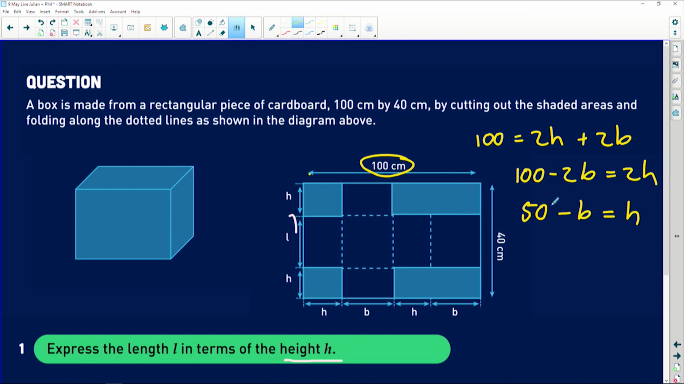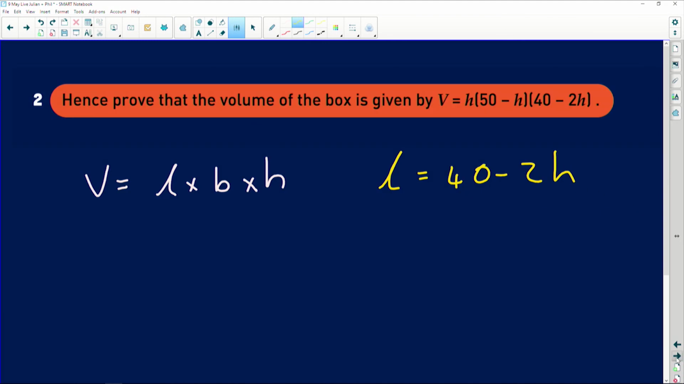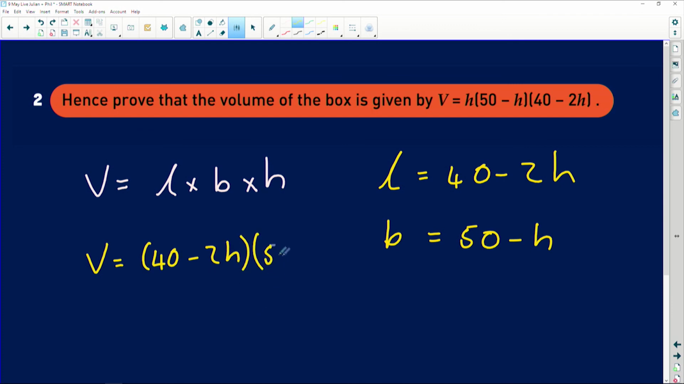And this part here is going to be another side for my breadth, so we're going to substitute that in. My breadth is going to be equal to 50 minus h. Now if we plug both of these pieces into my volume equation, we get my volume is equal to my length, which is 40 minus 2h, and then my breadth, which is 50 minus h, multiplied by my height, which is h. And that's exactly what we have over there, guys. The order is just a little bit different, but it is exactly the same.